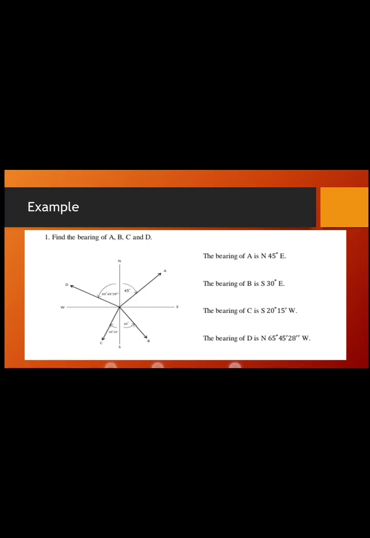So we have an example of bearing. Number 1, find the bearing of A, B, C, and D. The bearing of A is northeast 45 degrees, the bearing of B is southeast 30 degrees, the bearing of C is southwest 20 degrees and 15 minutes, and the bearing of D is northwest 65 degrees 45 minutes and 28 seconds.